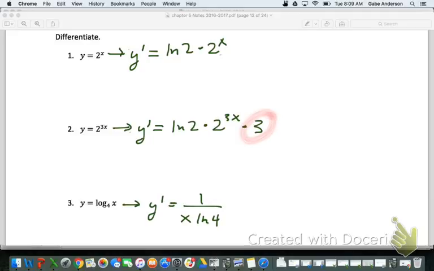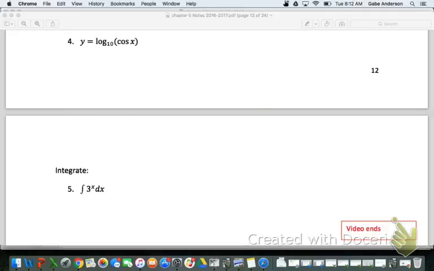Okay, let's finish this up. Okay, with number 4, we can see that number 4 is pretty similar to number 3, but instead of the input just being an x, it's a cosine of x. So once again, the chain rule factor will show up.